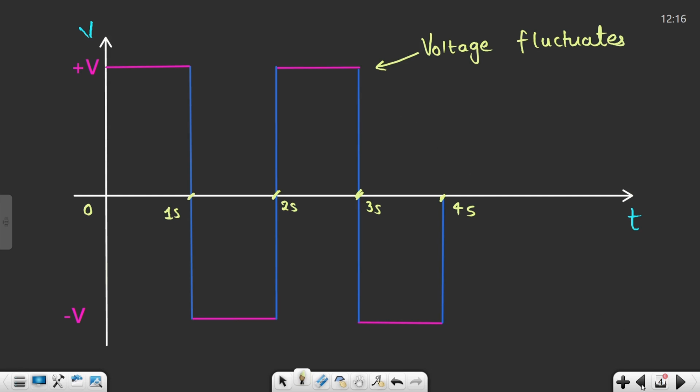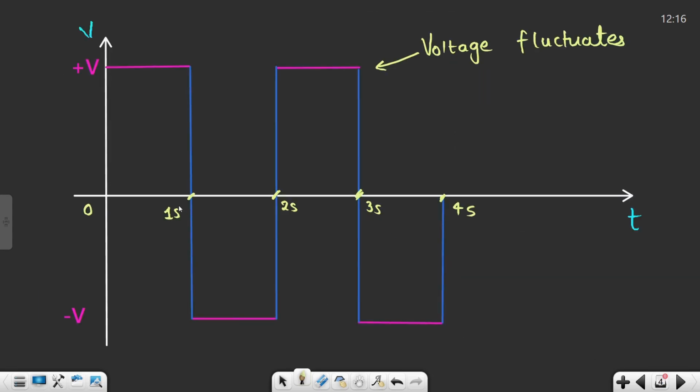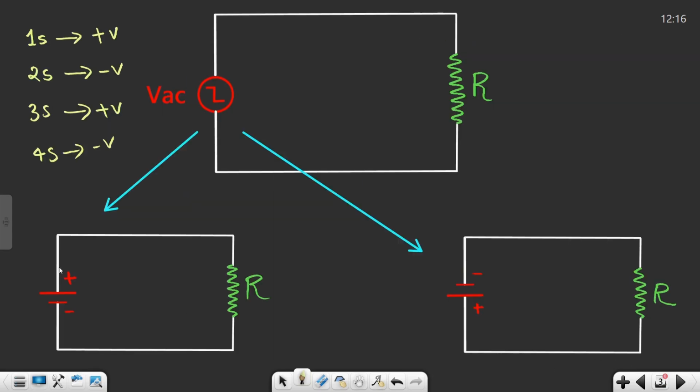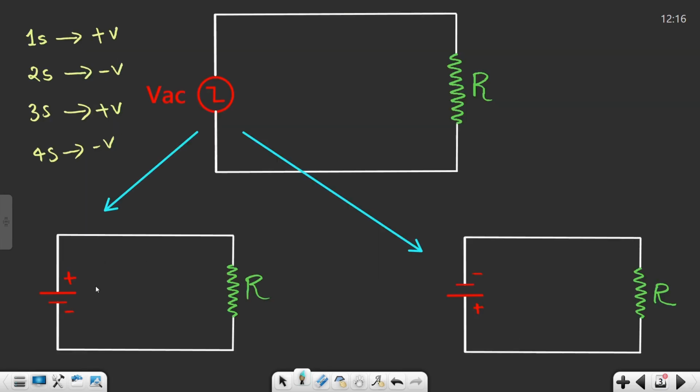and as my voltage is fluctuating, what exactly is happening? You see, for this particular interval, from 0 to 1 second, what do you think? In which direction will the current move? I know you will say that the current will move from positive voltage to negative voltage. So in this particular circuit, the current will move in this particular direction.